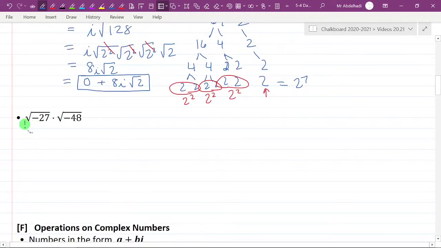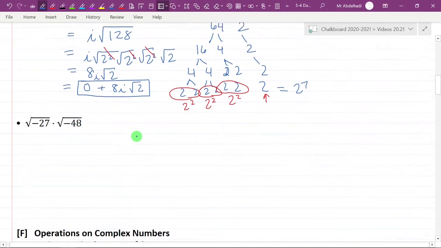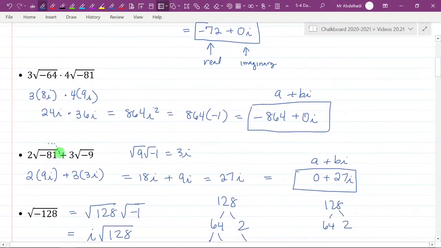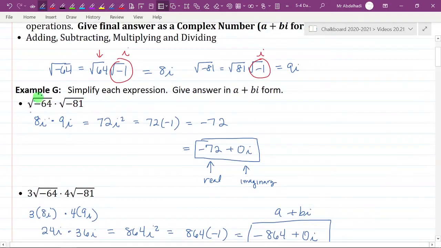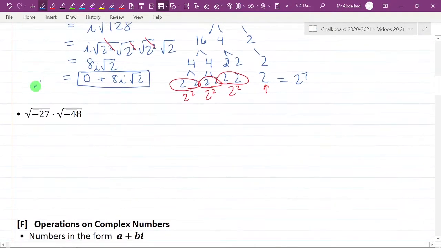Okay, for this one we have multiplication. We have things that we cannot touch because they're negative square roots, so we won't touch those. We will change them into imaginary numbers just like we did way up here, right? But what's different here is that these aren't perfect squares this time, so we have to do a factor tree for each one of these. So first we need to do 27, and then we need to do 48.